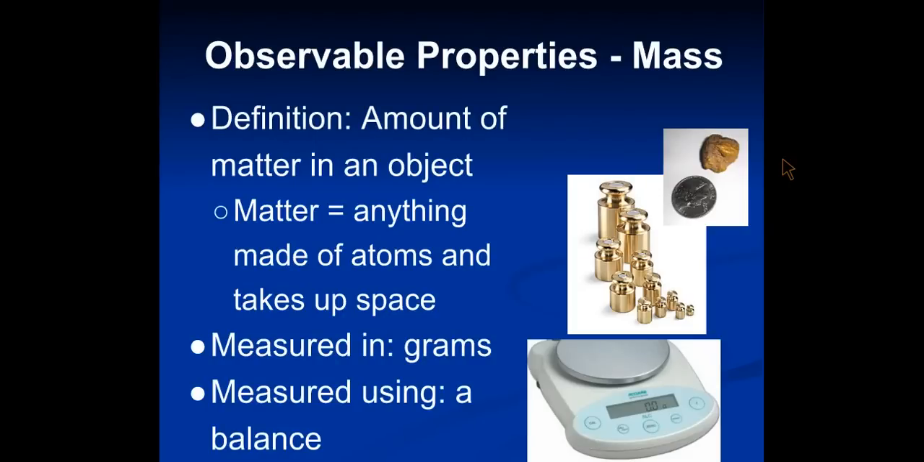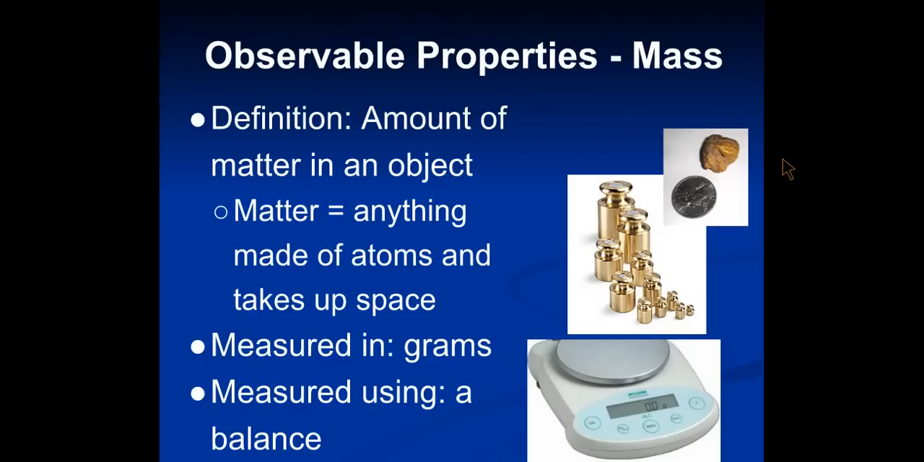Let us get started. First, we're going to talk about mass. Mass is the amount of matter in an object, and matter is anything that is made up of atoms and takes up space. Like think about after lunch, I have more stuff in me than I did before. I have more matter in me after I ate my lunch. As I eat, I'm increasing the amount of mass that I have.